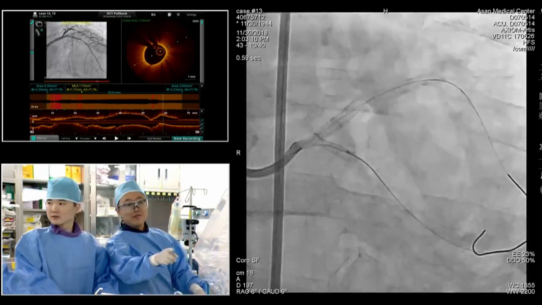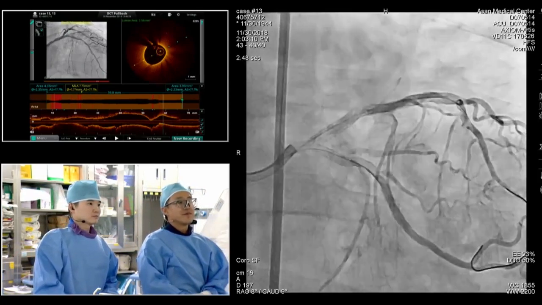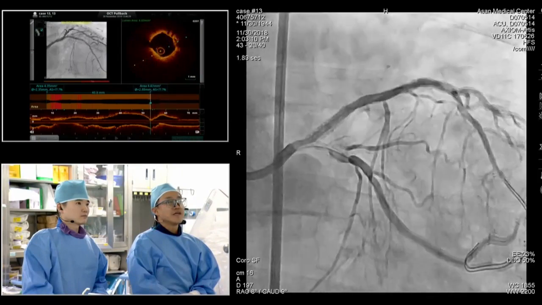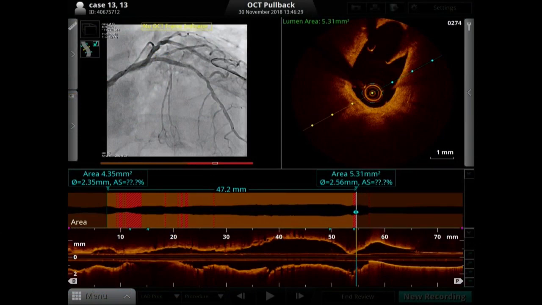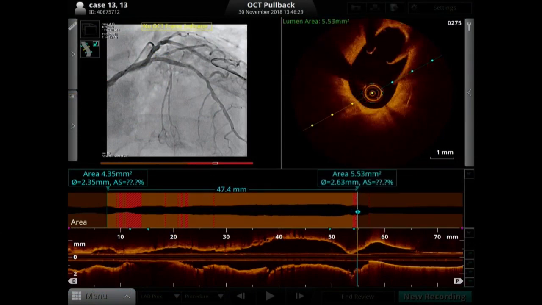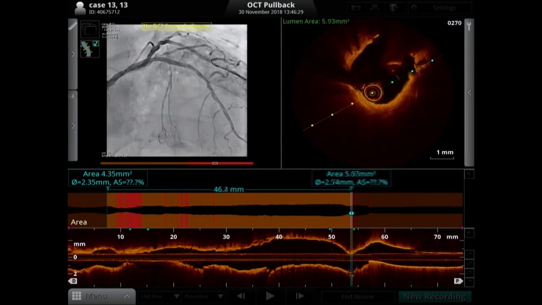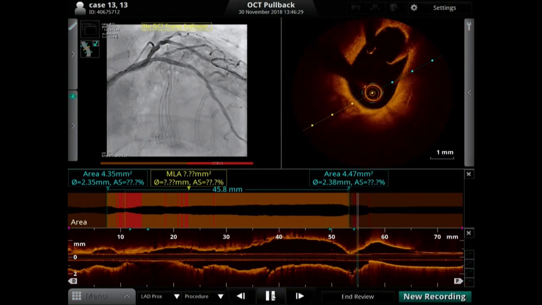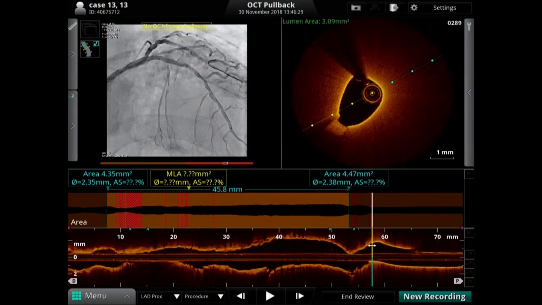Could you show us the left main OCT findings? By OCT findings, is there any disease on the main? Okay, here we see all the way to the main. Okay, here is the main. Okay. Auxiliary stent after the main. All right, this is guided.